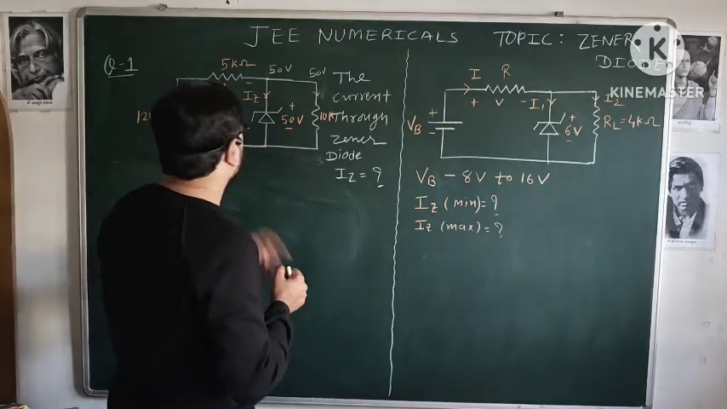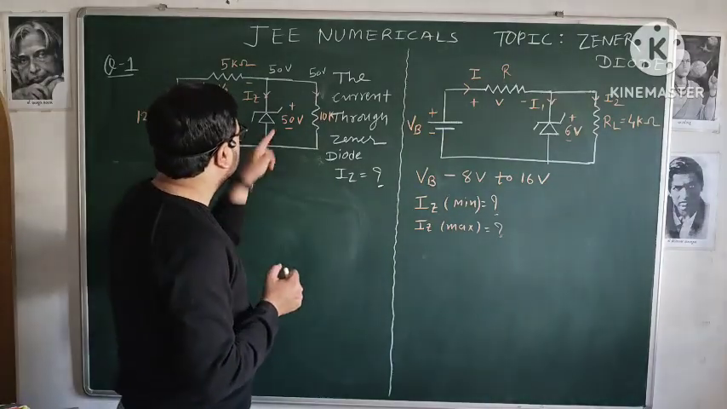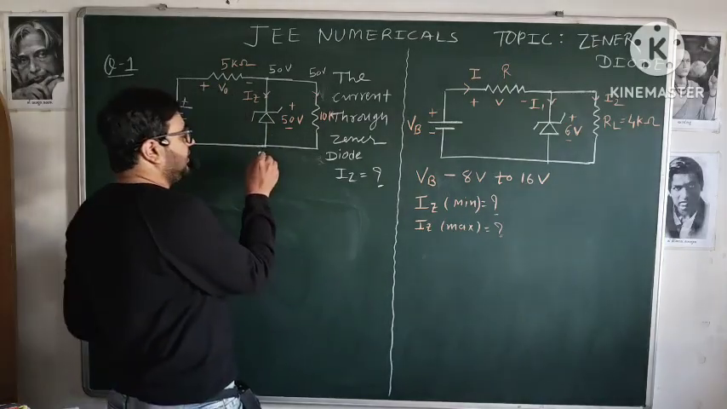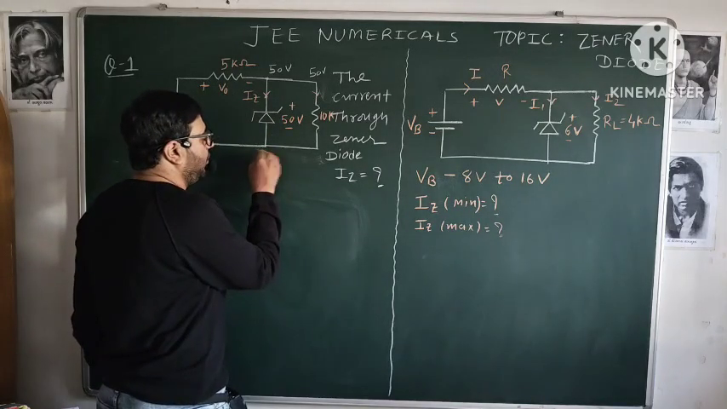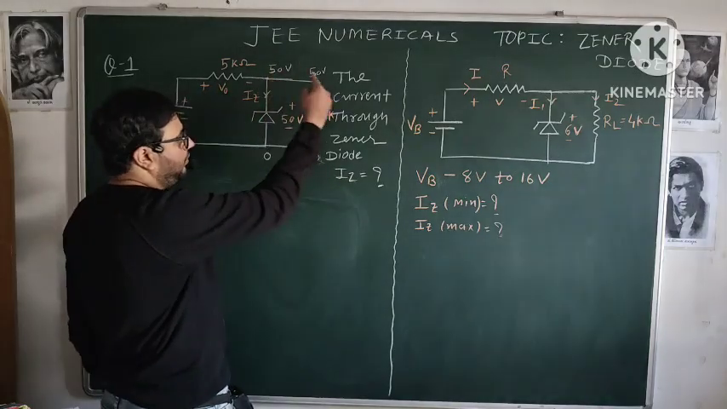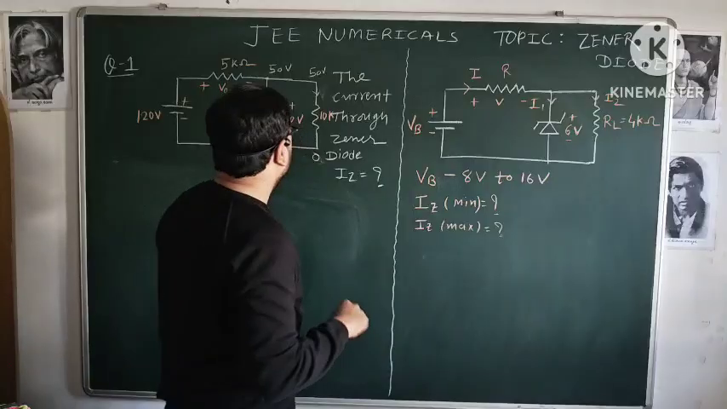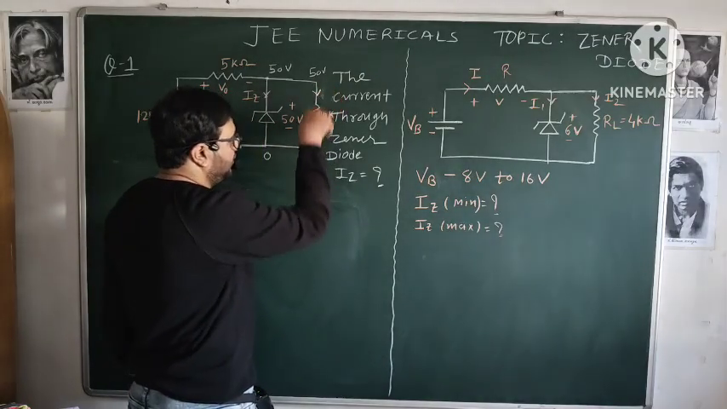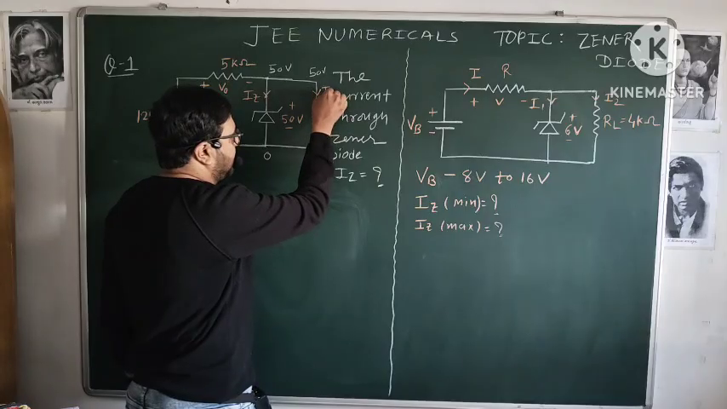The battery voltage given is 120 volt, and the Zener Diode voltage is given as 50 volt. At the ground side it is 0 volt, here is also 0, but on the upper side it is 50 volt, here is also 50 volt. First of all, we need to find the current passing through the load resistor, denoted by IL.